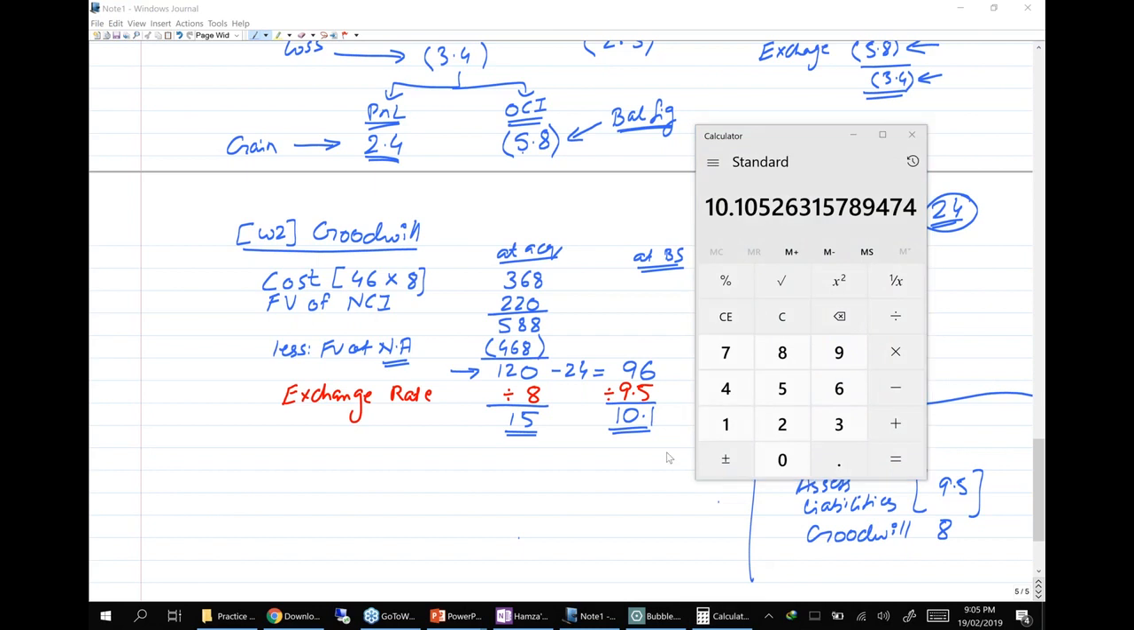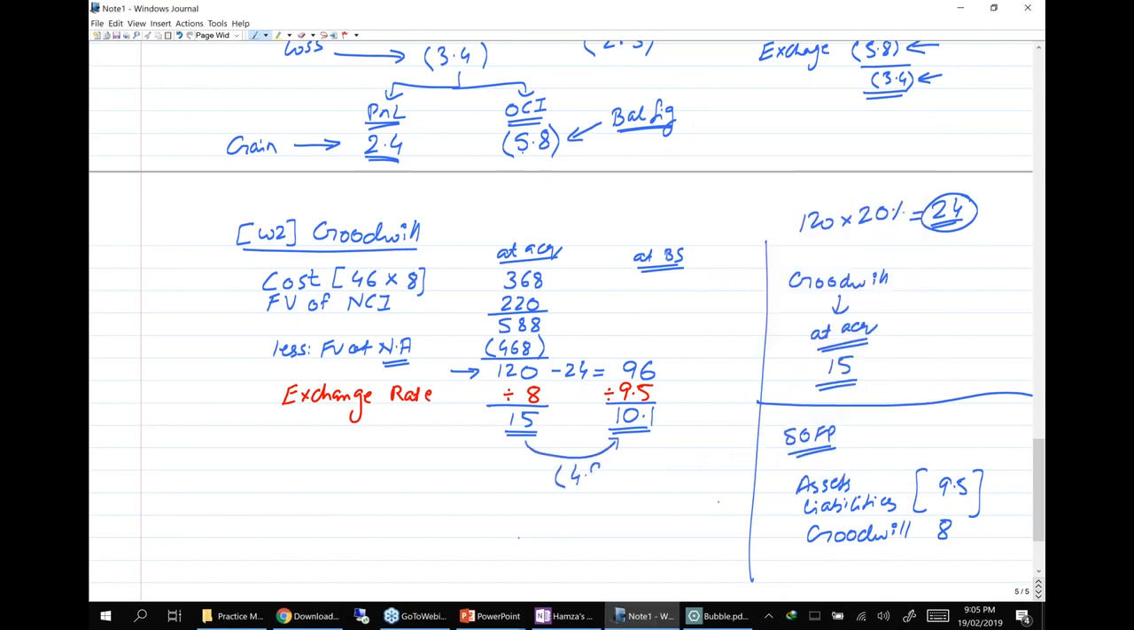Yes, Fahim, you are right. I'm coming to this point. So now we have got the goodwill from 15 to 10.1. This means that the goodwill is being reduced by 4.9. So we are writing negative 4.9 onto this.